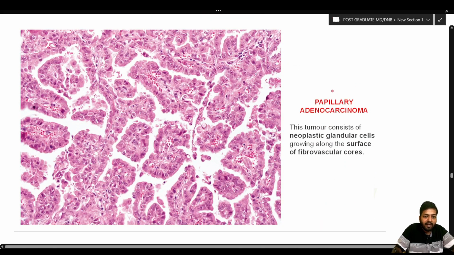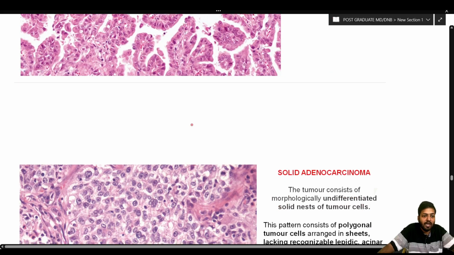The next important variety is the papillary variety. You can see multiple papillae. In the center, you can see the fibrovascular cores. So the presence of the fibrovascular cores in all these papillae is suggestive of the papillary variety of adenocarcinoma.